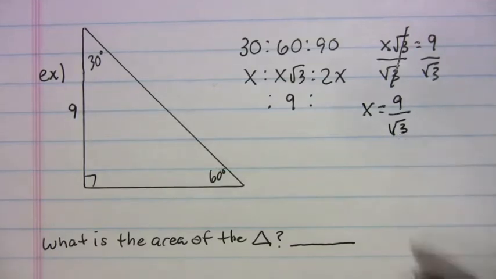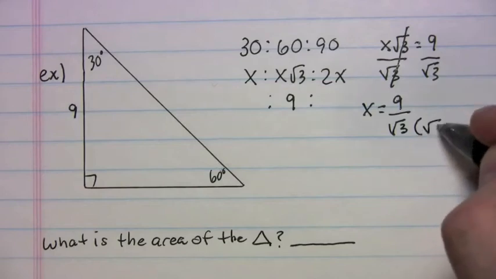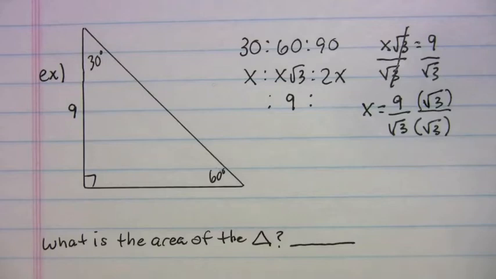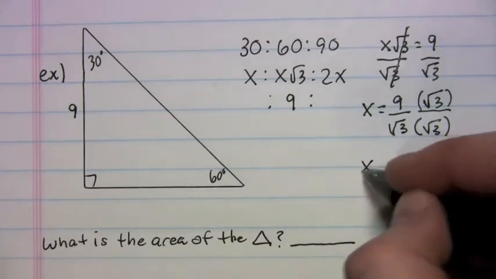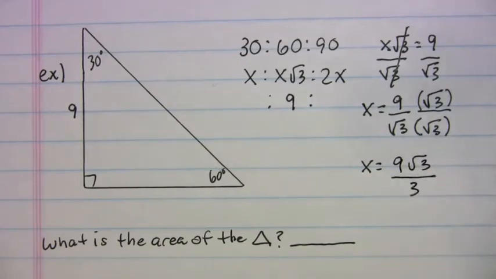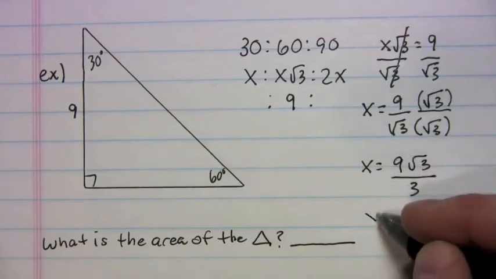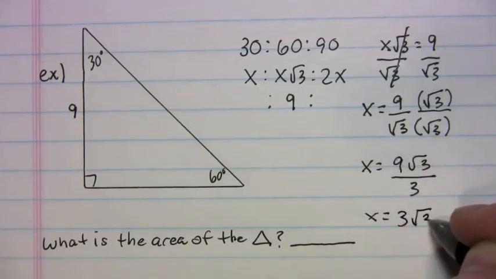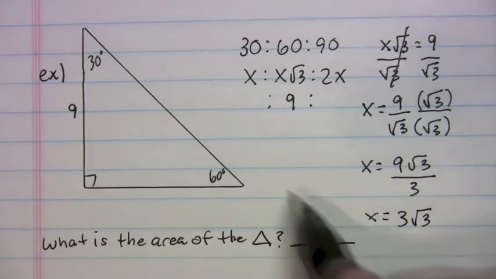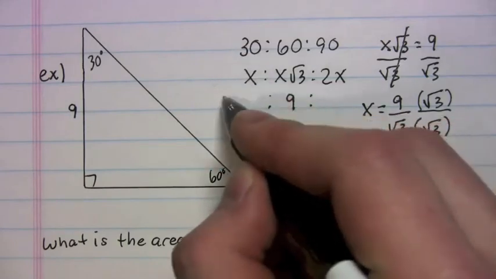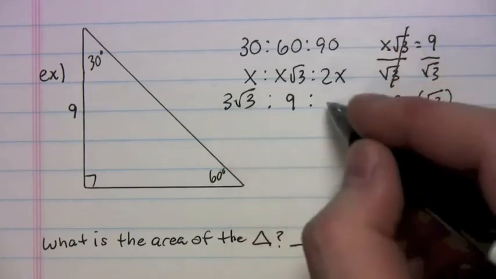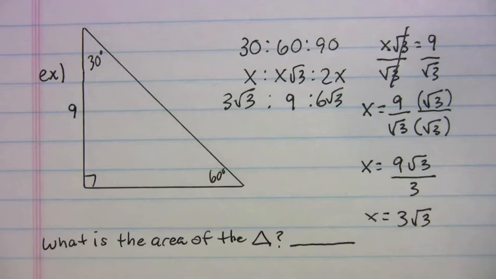You never want to leave a radical in the denominator. So we're going to rationalize. So we're multiplying the top and bottom by radical 3 over radical 3. And when we multiply across, we get 9 radical 3 over 3. 9 over 3 cancels out, and we just get x equals 3 radical 3. Okay, so now that I know that x equals 3 radical 3, we'll put that back in here. x, 3 radical 3. 2x, well, it's just going to be 2 times that, so 6 radical 3.